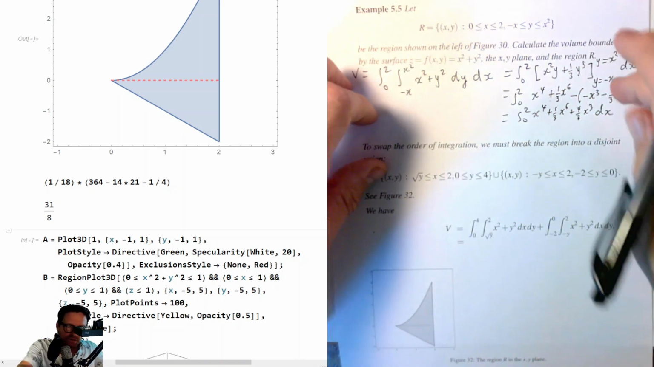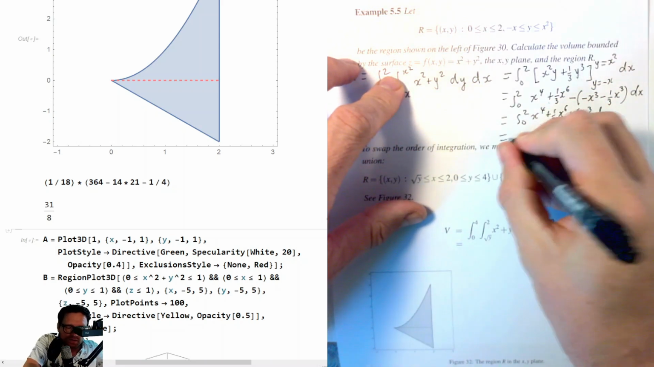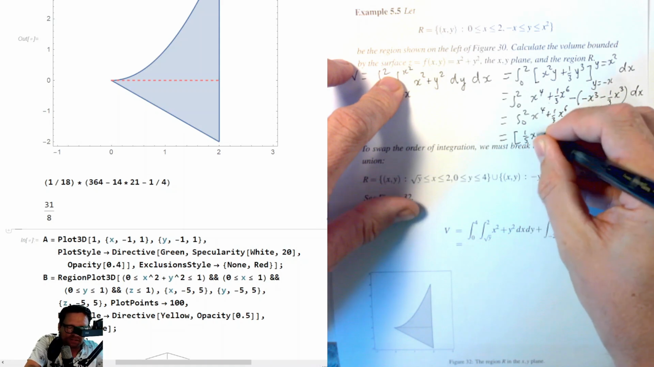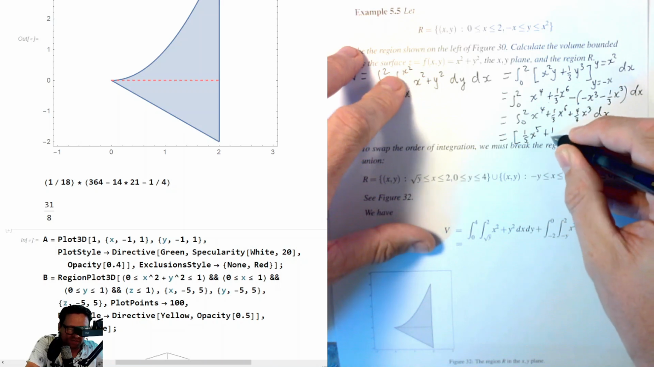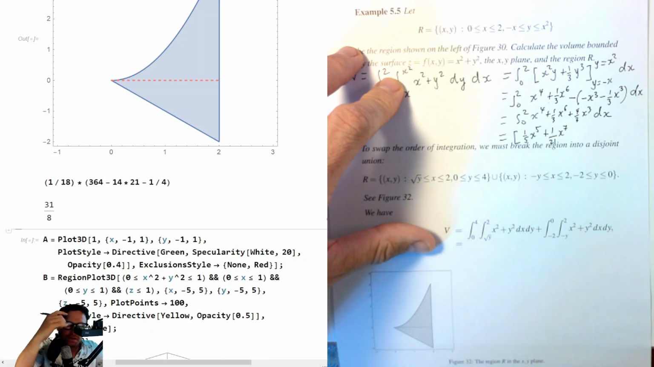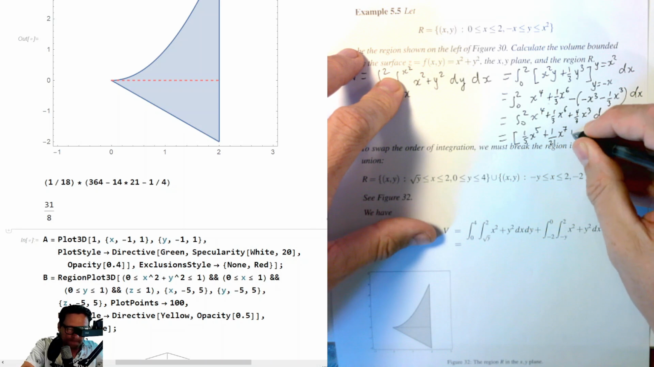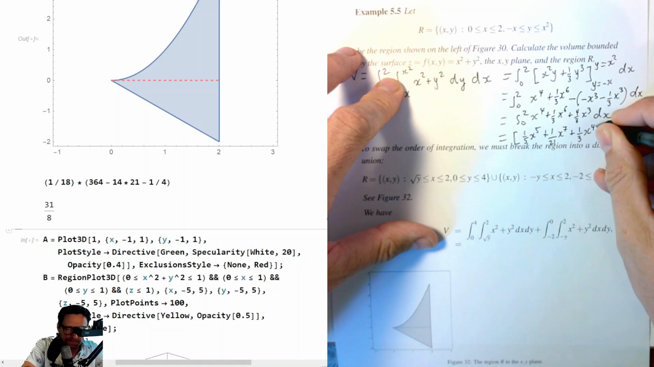Okay, so now it's just a polynomial to integrate. So we have 1/5 x to the 5th. We have 1 over 3 times 7 is 21. X to the 7th. 3 plus 1 is 4, so we're dividing by 4. That gives us 1/3 x to the power of 4. We have bounds 0 and 2.